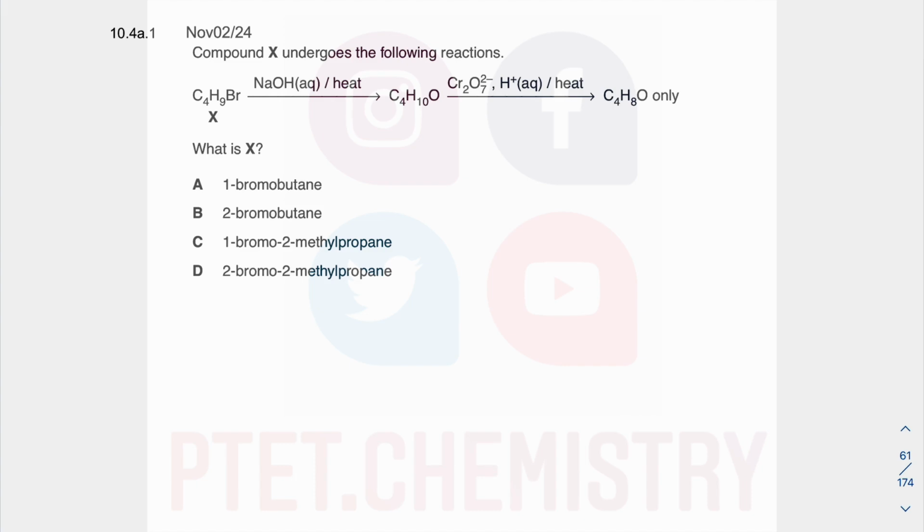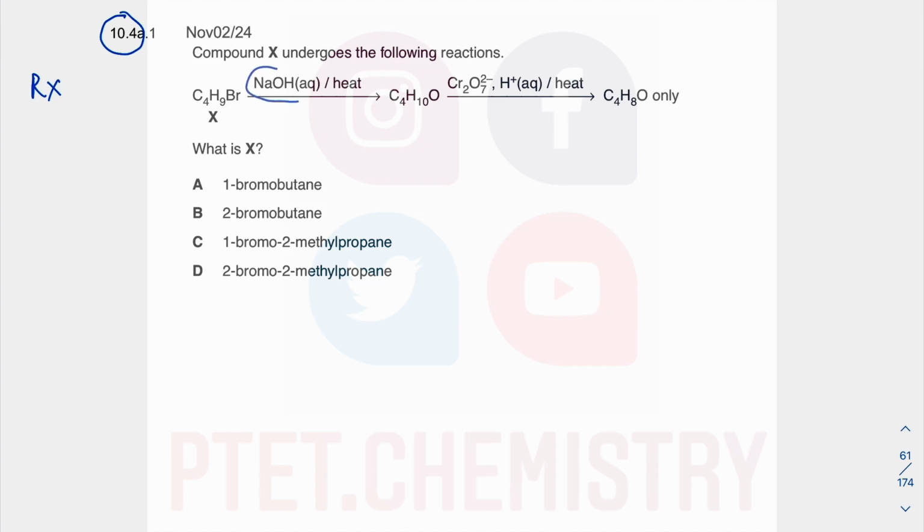In this new section on topical multiple choice questions, section 10.4, it's just my category for halogenoalkane chemistry, so RX chemistry. This question is asking you to identify compound X.